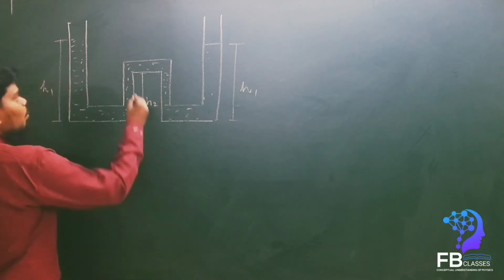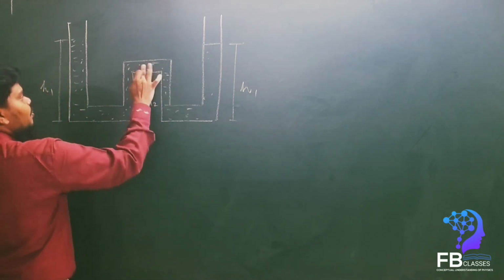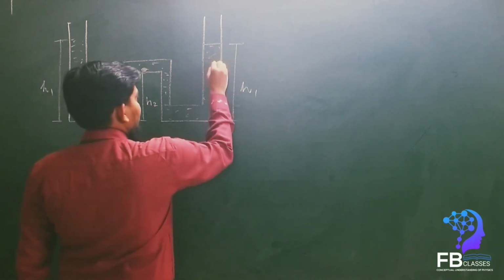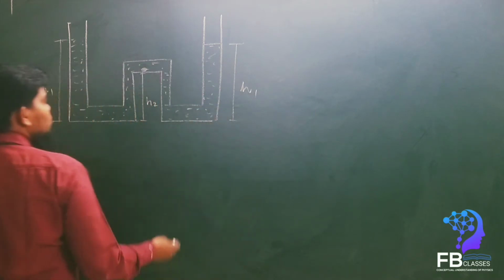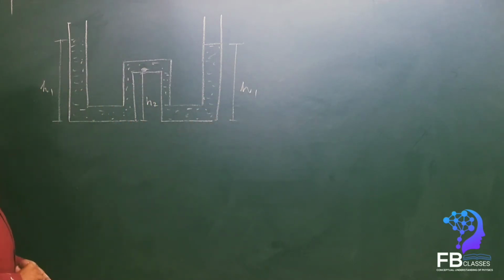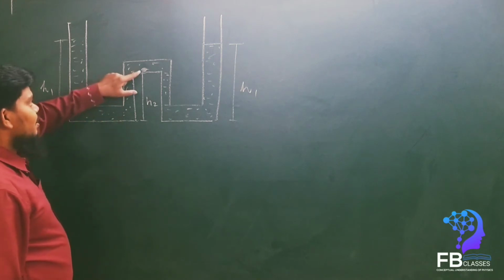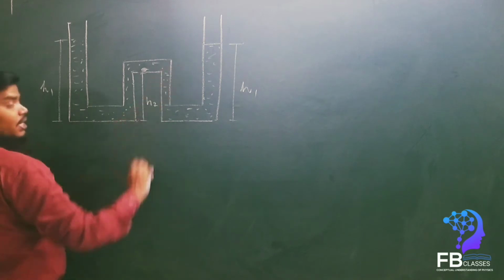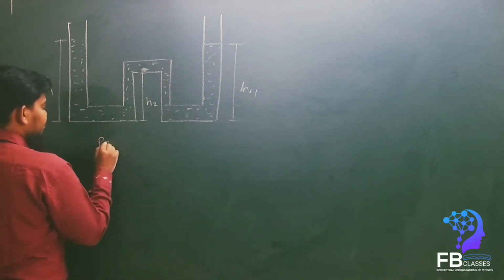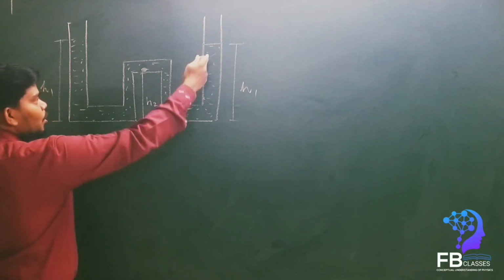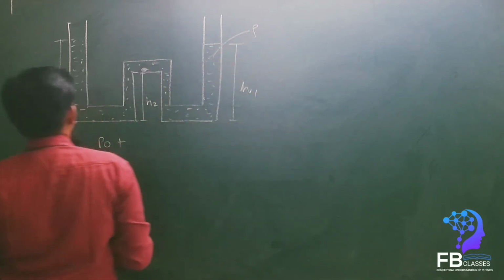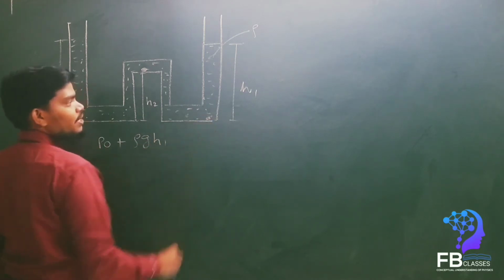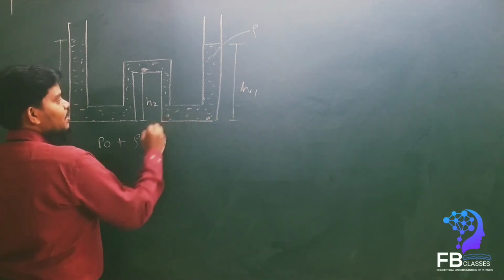Now what is the pressure at this point? If you want to find out the pressure at this point, we know very well, first it is P naught. Yes or no? P naught plus, let the density be rho, rho G H1 up to this point. Once it comes here, it is also rho G H1.